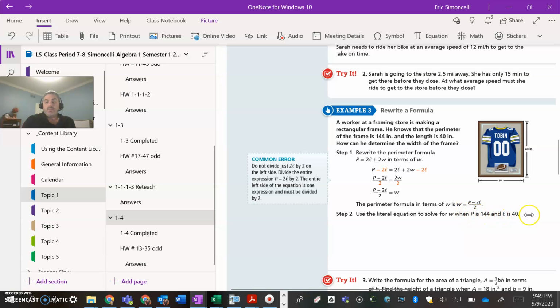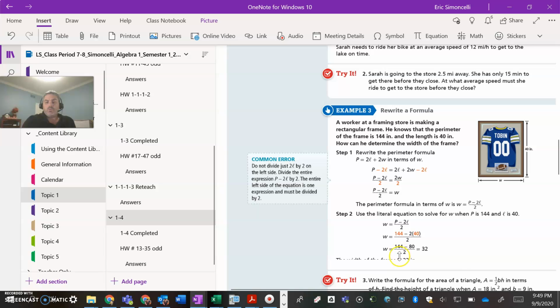Okay. So if I continue on with step 2, I already said this, of course, but step 2 says use the literal equation to solve for W when P is 144 and L is 40. I don't think that comes as a big surprise. We can now plug it in such that P, again, we know it's 144, L is 40. You can do that on your calculator and check with me, but 144 minus 2 times 40 all over 2 does in fact end up being, as you see now, 32.